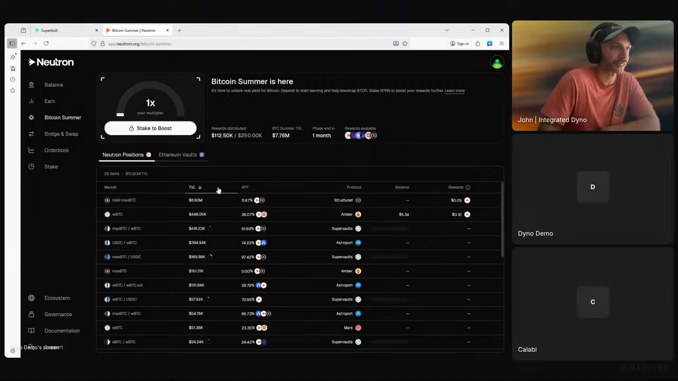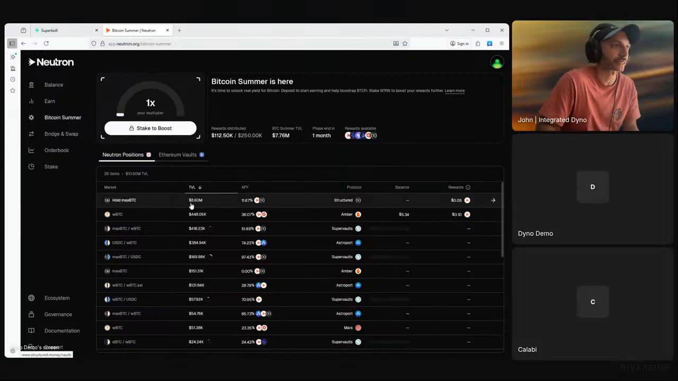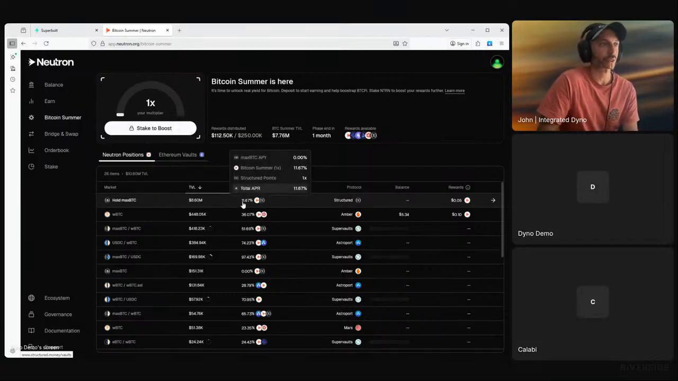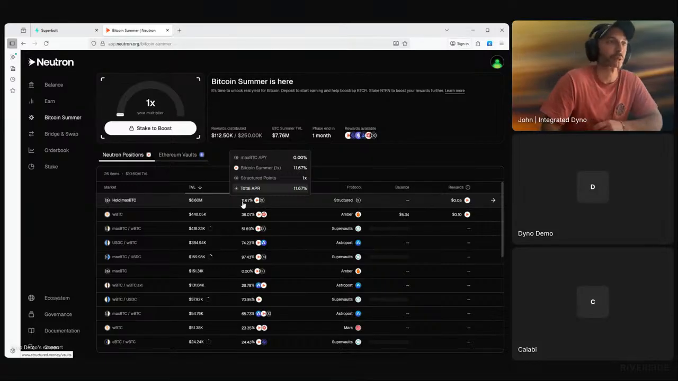A majority of this TVL was seen by a large minter of Max BTC. You can see here the just mints for Max BTC is up to 8.6 million. These people will be earning the 5 to 10% APR that we talked about for just holding the underlying token once it goes live. In addition to the underlying yield of Max BTC, there are Neutron rewards from the Bitcoin Summer campaign going to this token. Right now, it's 11% APR. As more and more deposits come into the campaign, this APR will go down.